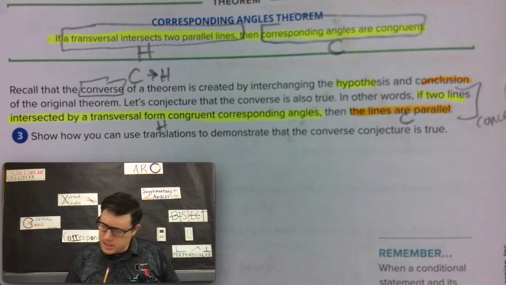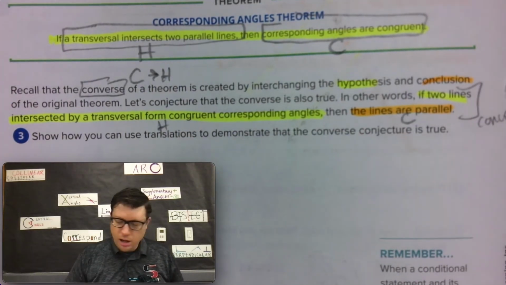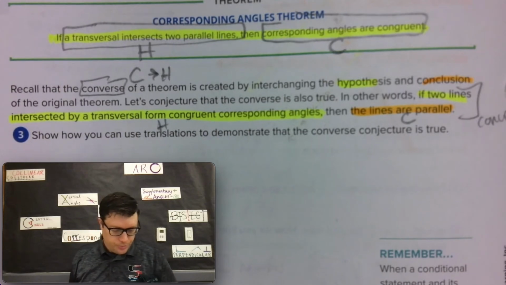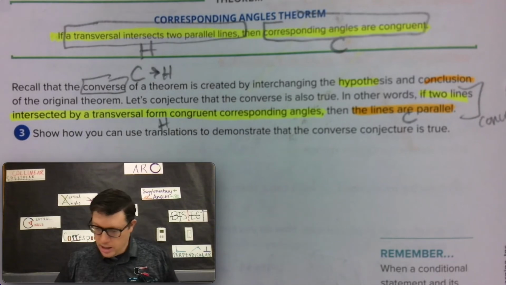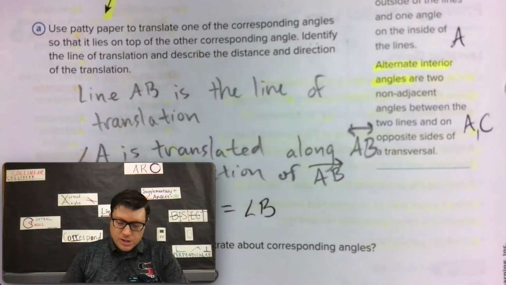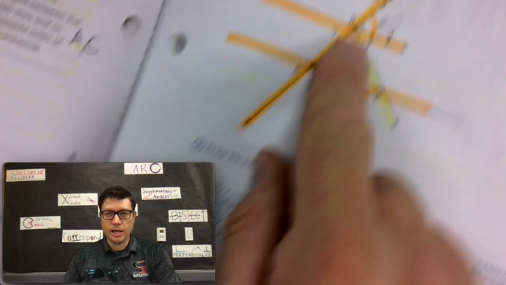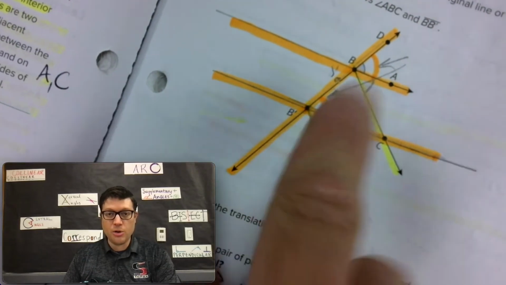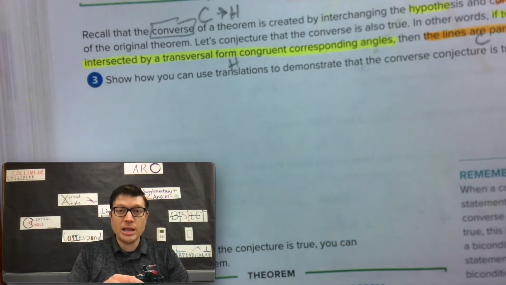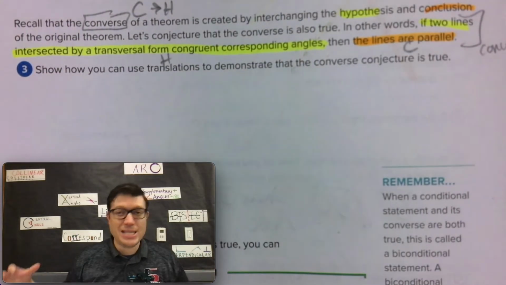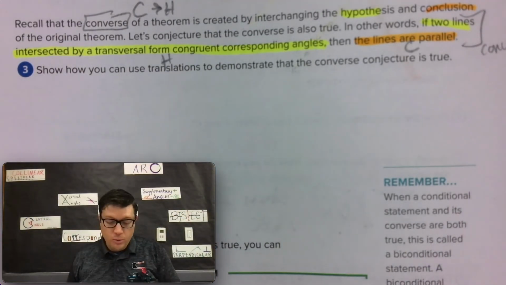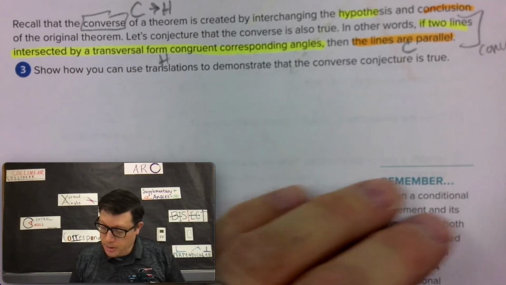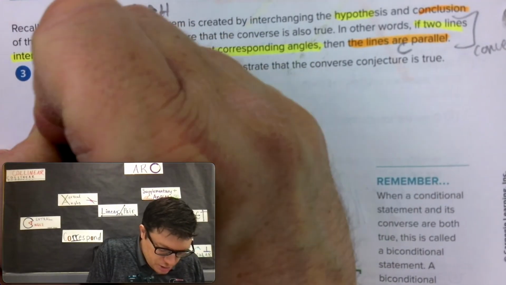Show how you can use translations to demonstrate that the converse conjecture is true. Okay, so we have congruent corresponding angles, right? If we have congruent corresponding angles, like in the diagram, we have this angle and this angle, they are congruent. That means we can say that the lines they are created with, other than the transversal, are parallel.